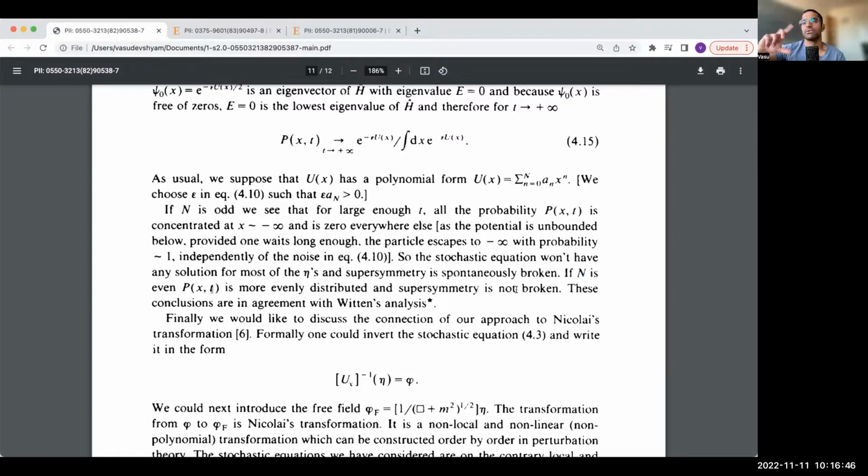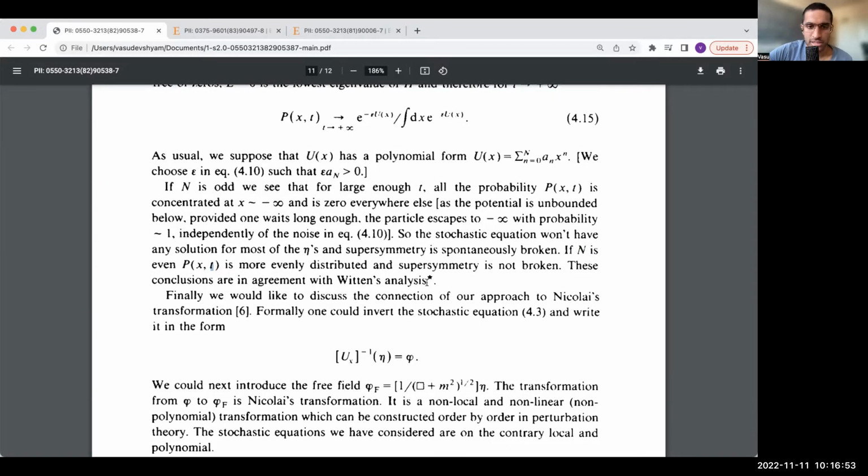So this odd and even role has been switched because Witten was talking about the gradient of the quantity that we have here. Here we're talking about the quantity itself, right? So this is in agreement with Witten's analysis, which was the year before this paper came out. So it was fresh in their memory.